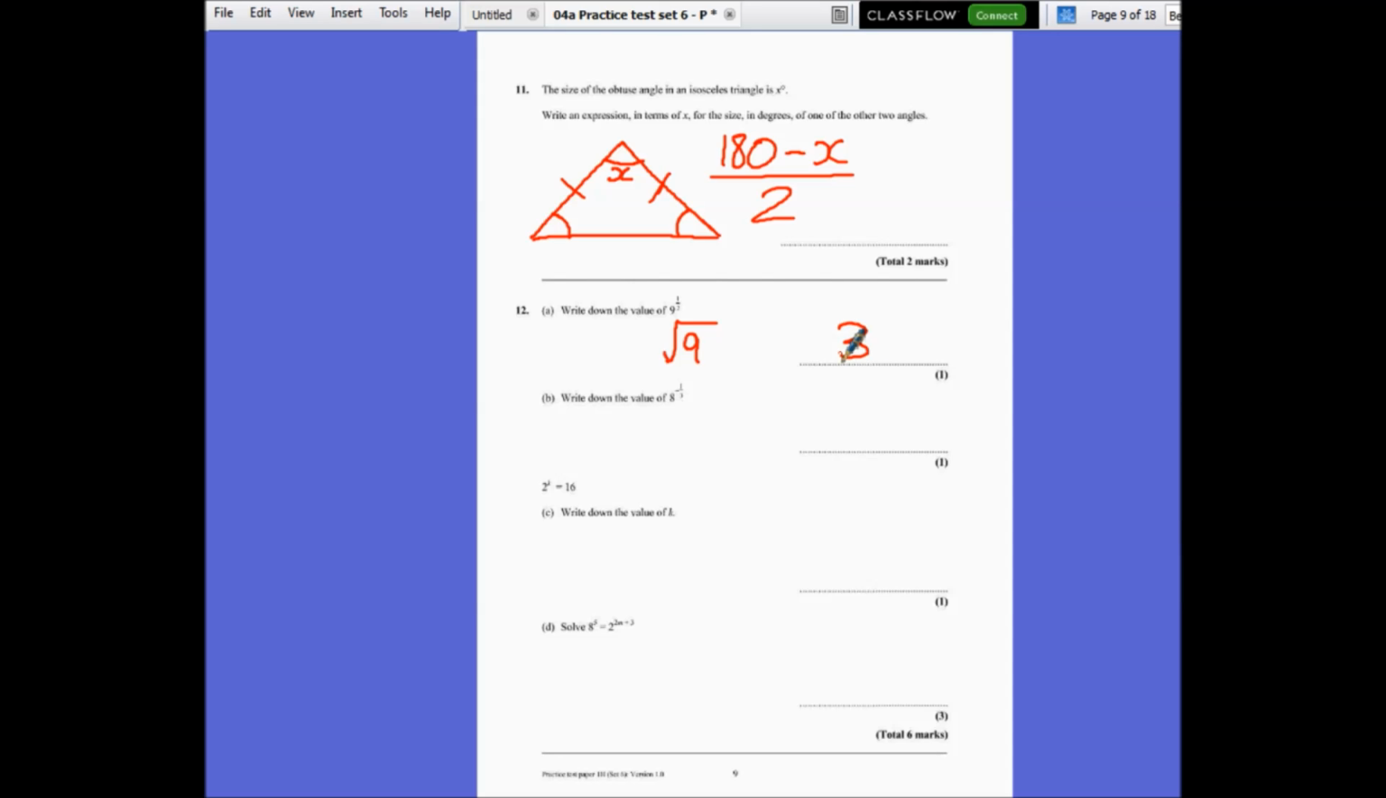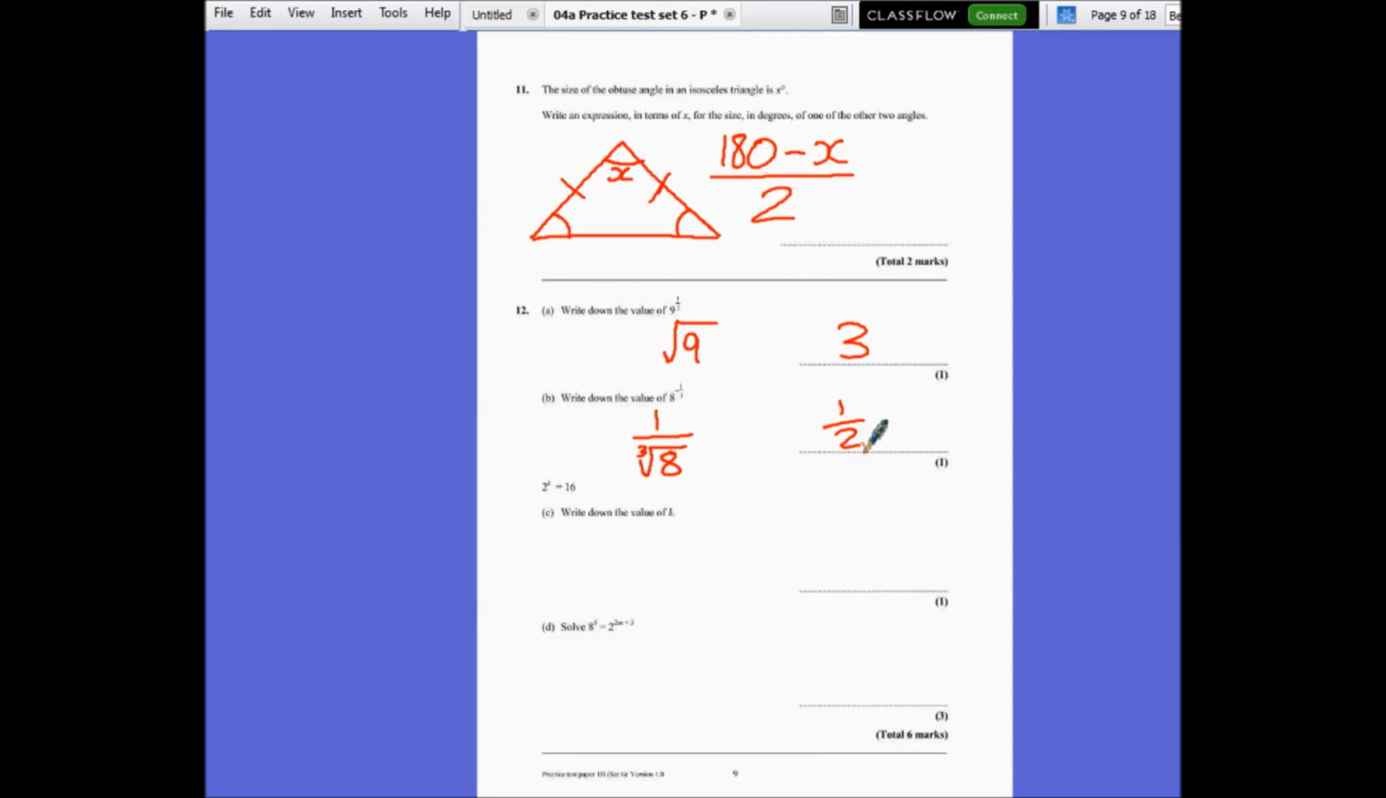Write down the value of 8 to the power minus a third. A minus in this means that you're going to put it as 1 over, or find the reciprocal, and a third will mean you're finding the cube root. So we are finding 1 over the cube root of 8. The cube root of 8 is 2, so 1 over 2 would be our answer.